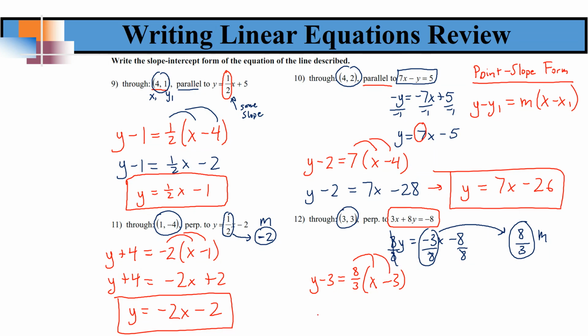We'll go ahead and distribute. We get y minus 3 equals 8/3 x minus 8. And then finally, we need to add 3 to both sides. So our final answer is y equals 8/3 x. And when you add 3 to -8, you get -5.